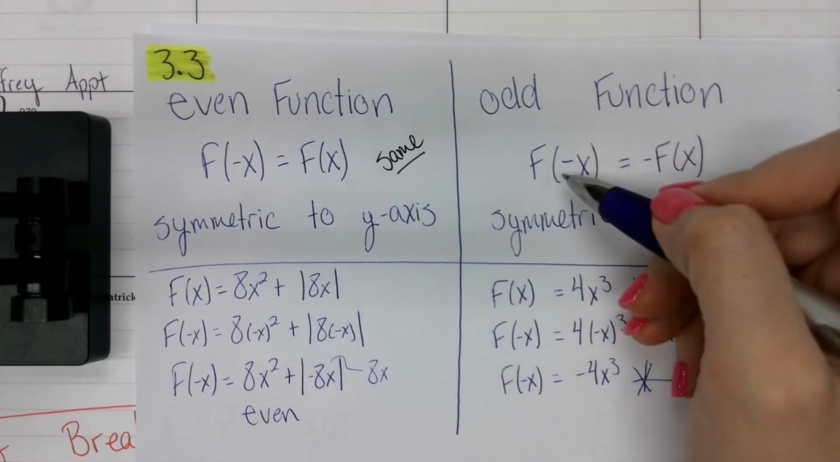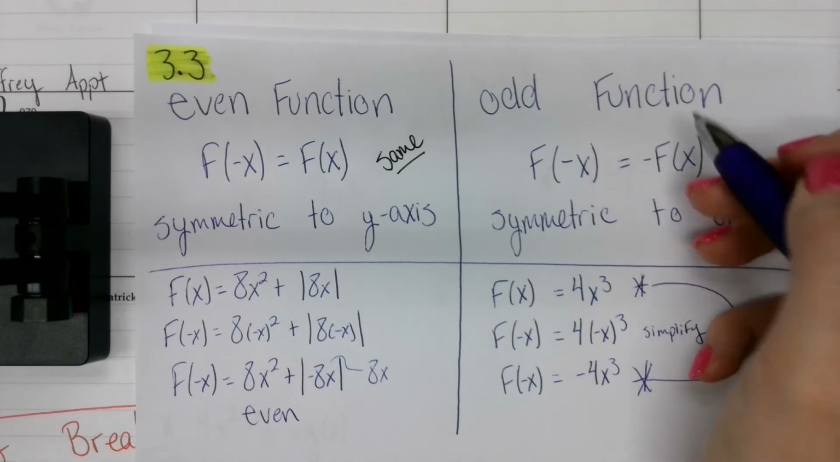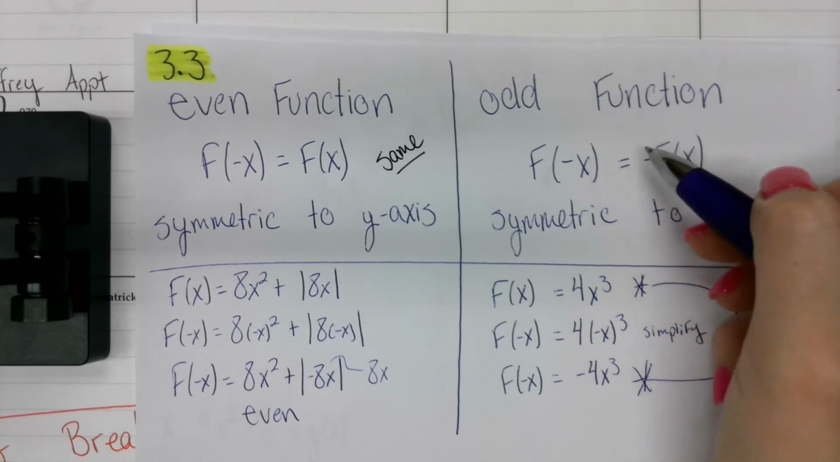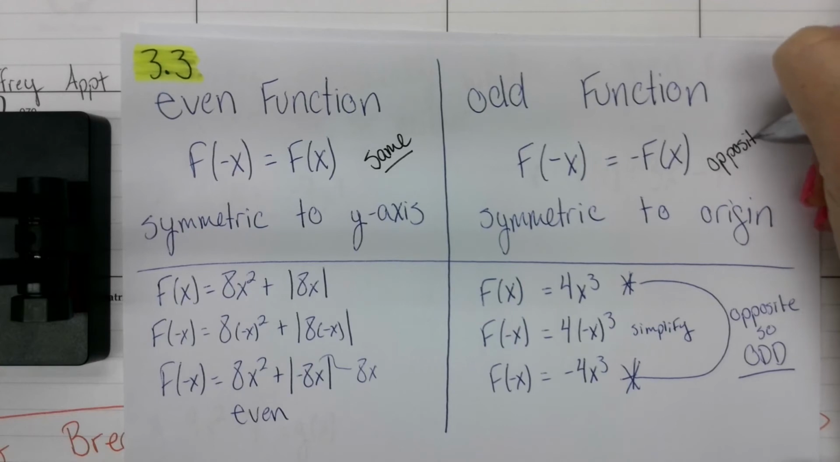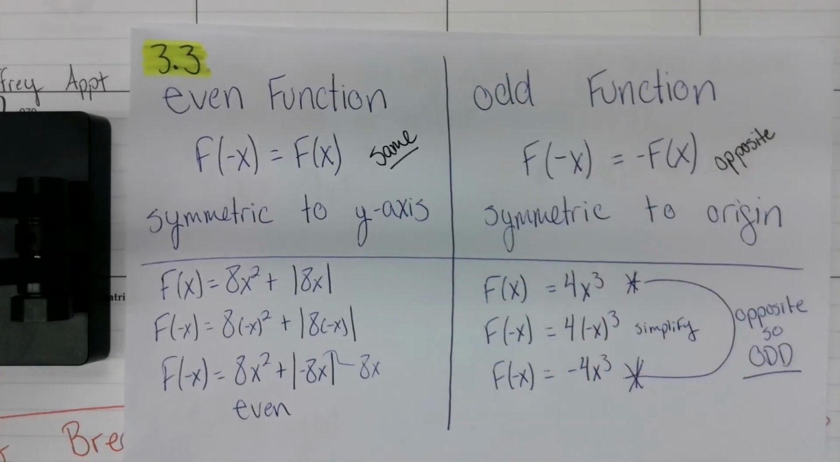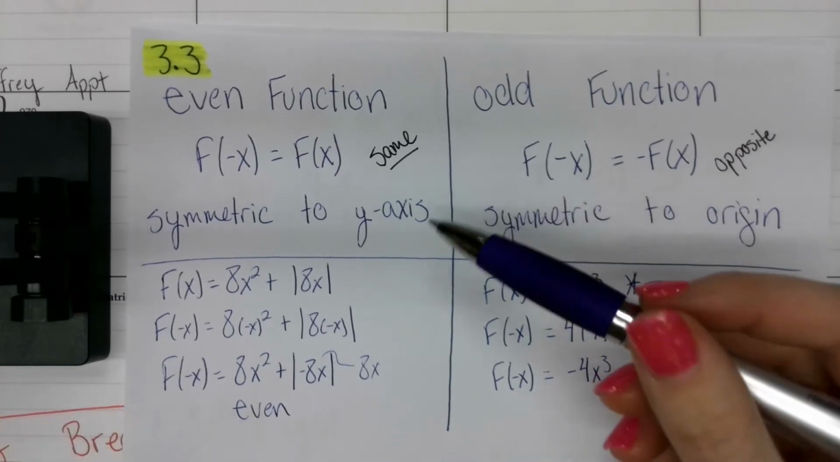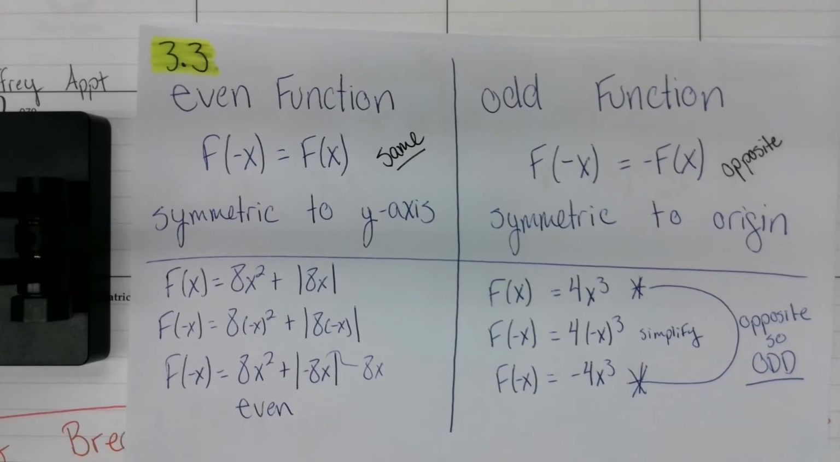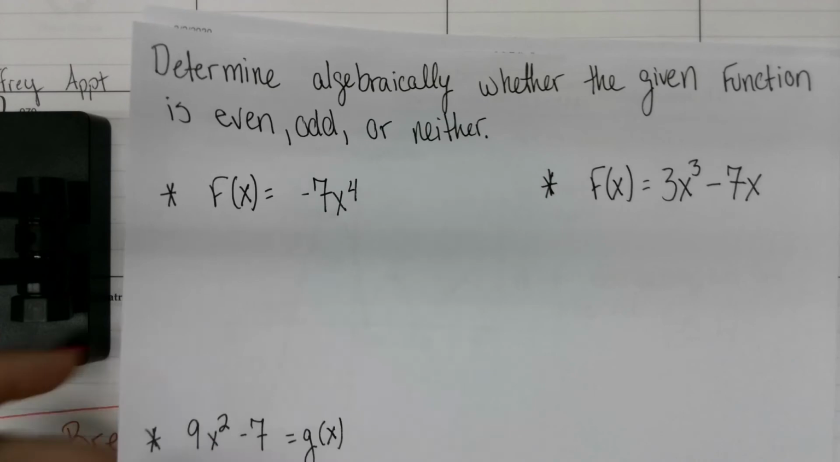Odd functions, when we put negative x in, it's going to give us the opposite of what the original function was. And so it's going to be symmetric to the origin, and that's going to make more sense in a minute as well. But this is very important to look back on if you need it. And then these are two examples that I've done before that you can look at when you get this paper. So this is what we're starting off with doing.